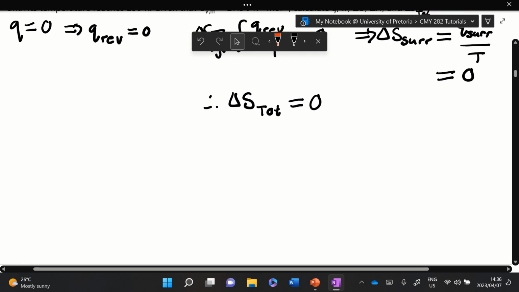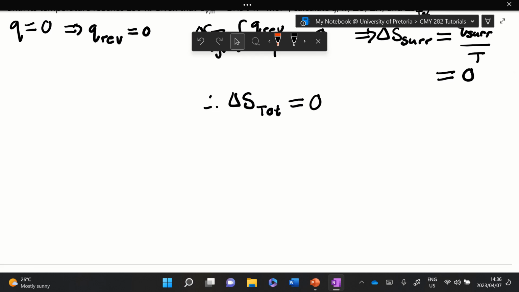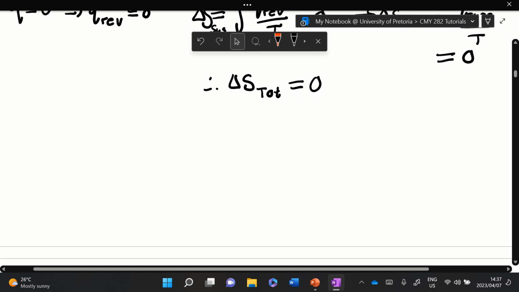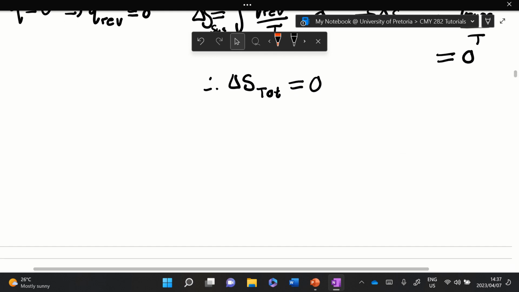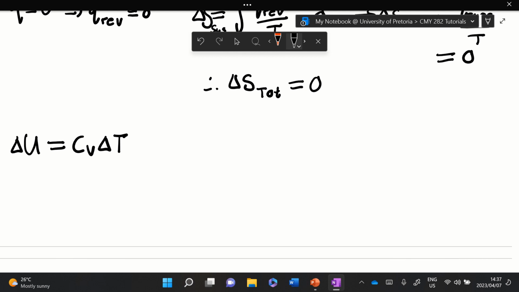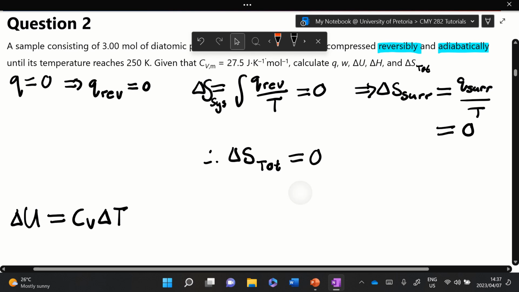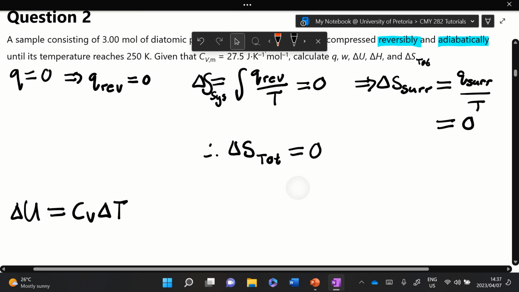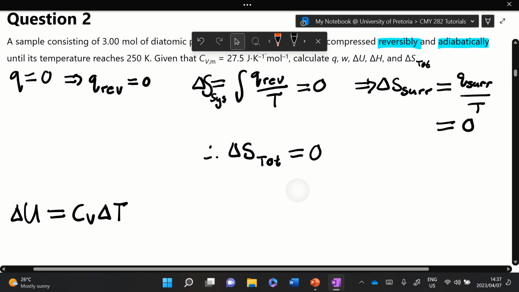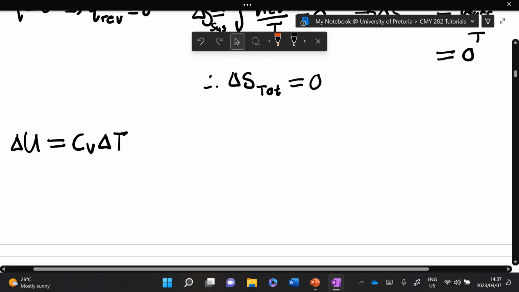So now, if we think about adiabatic changes and internal energy, the definition of internal energy for an adiabatic change is delta U equal to CV delta T. But that's for 1 mole. We're given 3 moles here, and we have the molar heat capacity. So we just need to rewrite that.